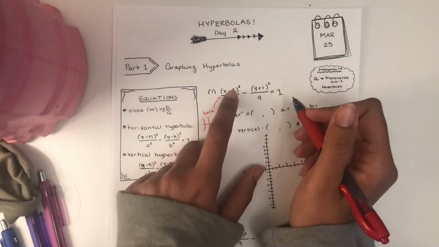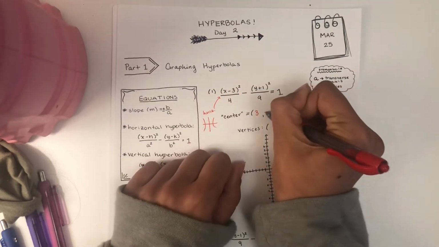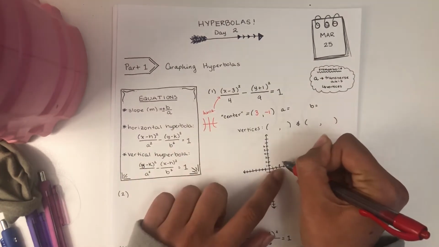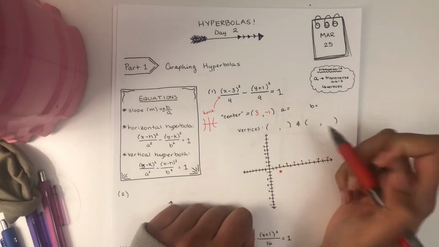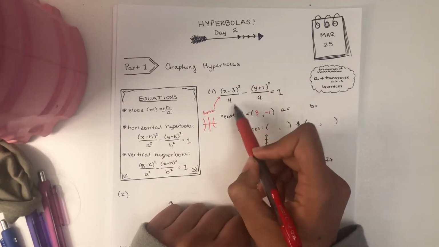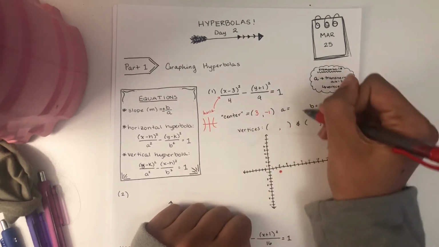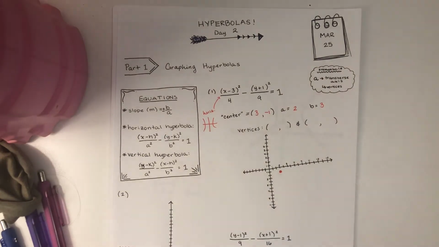All right, so our center is at +3, -1. So I'm going to go ahead and graph that. +3, -1. Our A always comes first in hyperbolas. So A would be the square root of 4, B is the square root of 3. So we can use this.